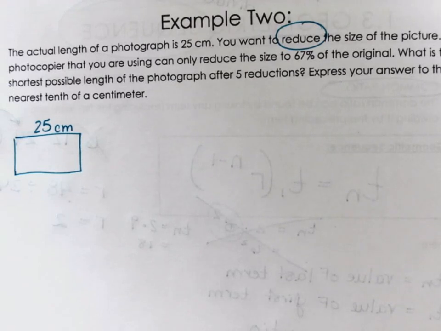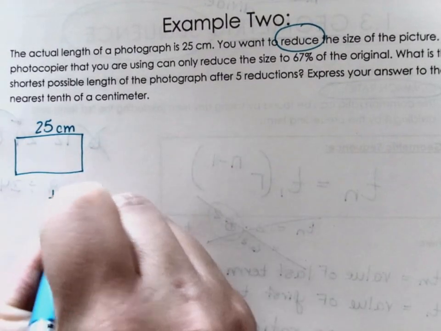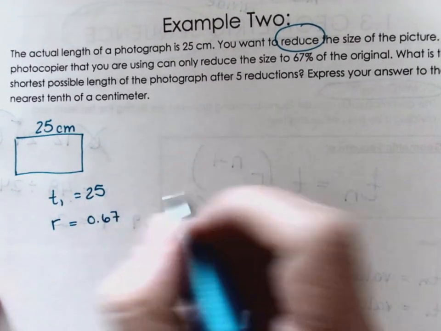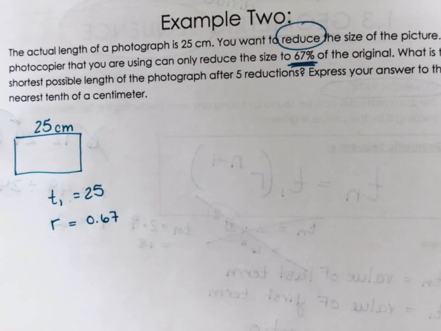So 67% of 25. Okay, so we're going to use 67. Yes. So what do we know? We know T1 is 25. We know the common ratio is 0.67 because we just converted that percentage into a decimal so we could deal with it. What do we know n is? 5. But we want to do 5 reductions.